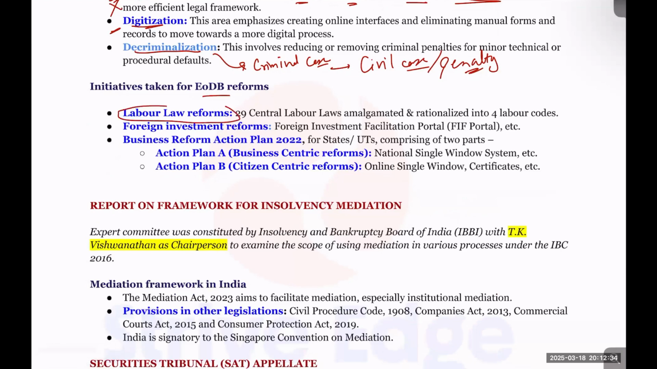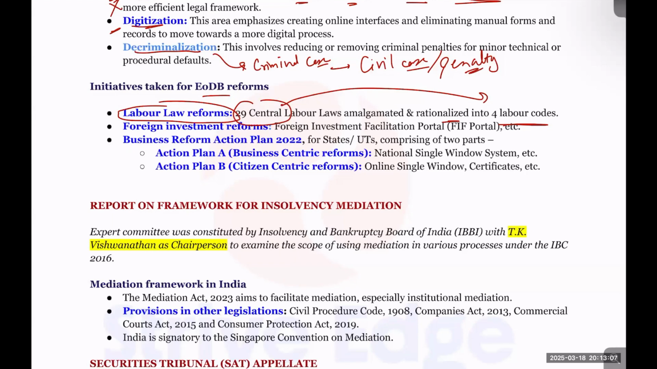Some of the initiatives that have been taken for ease of doing business reforms: labor law reforms have been taken up. Approximately 29 central laws and other state laws have been codified into only four labor codes. Earlier, 29 or 30 labor laws had to be kept in mind by the companies before they could invest in India. But now they have to take care of only four codes, so it has simplified the number of laws that need to be followed by those companies.